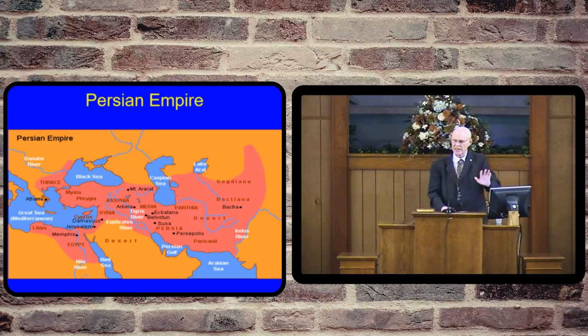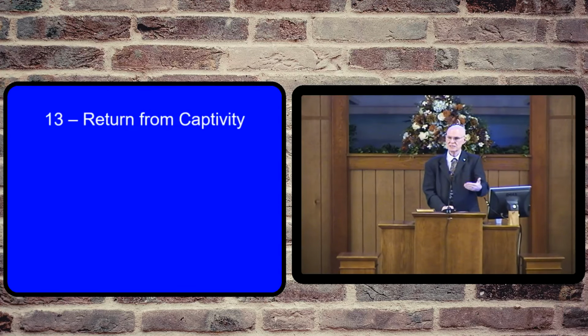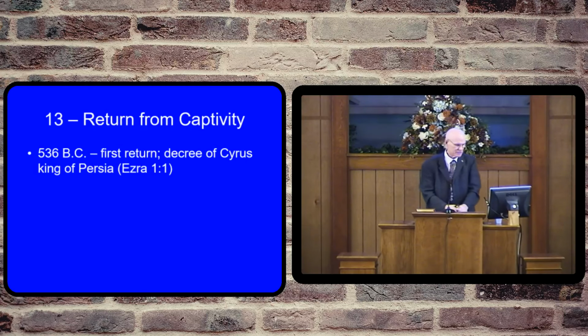Thinking back to the statue, Daniel chapter 2, after the Babylonians, they have the Medo-Persian Empire next. So they come into power during this 70-year period while Judah is in captivity. So it's during this time that we have the return from captivity. 536, Cyrus, Persian king, gives a decree that they can turn and go back home.